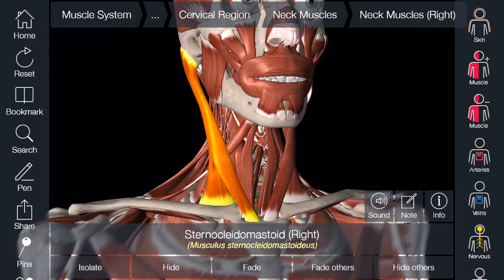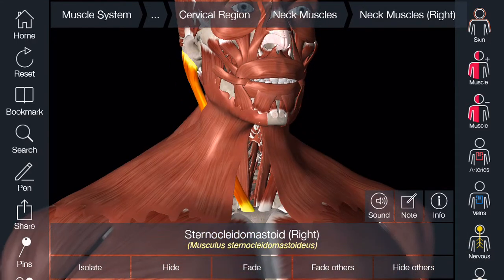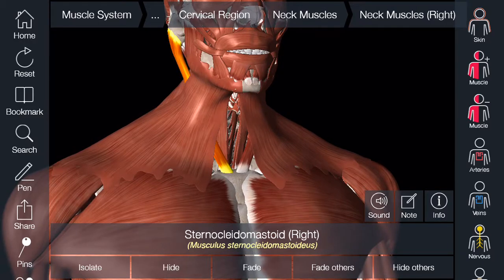So that's it for the muscles of the head and the neck. Let's add a layer of muscle. Here we go. Now let's go to the muscles of the thoracic region.